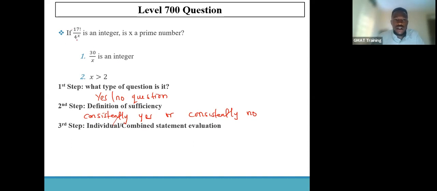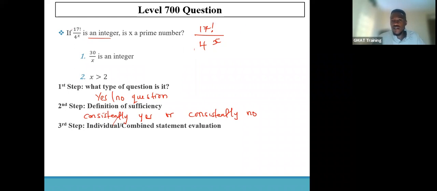So let's begin. The best approach would be to begin by identifying the possible values of x. In this case, we have 17 factorial divided by 4 raised to power x, and we want to see what values of x would make this division yield an integer, which means we don't want a remainder. We would only get that if we are getting multiples or factors of the denominator in the numerator.